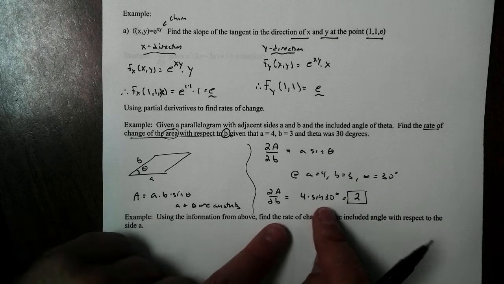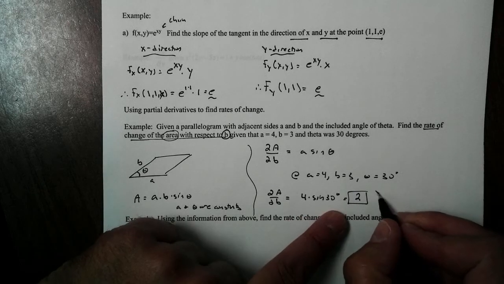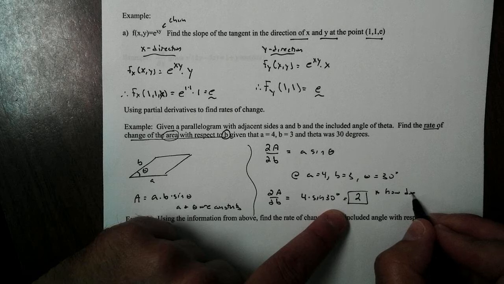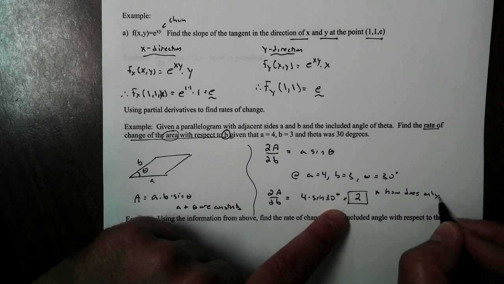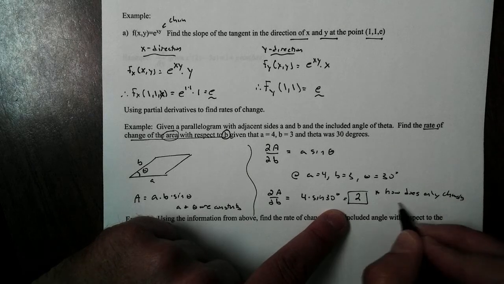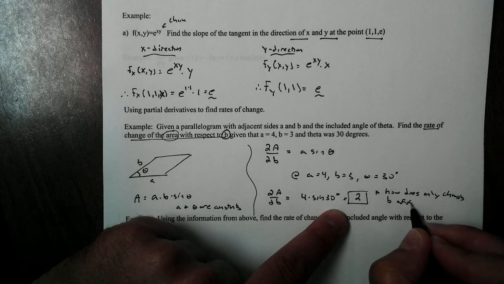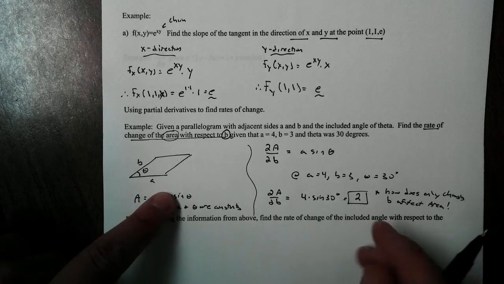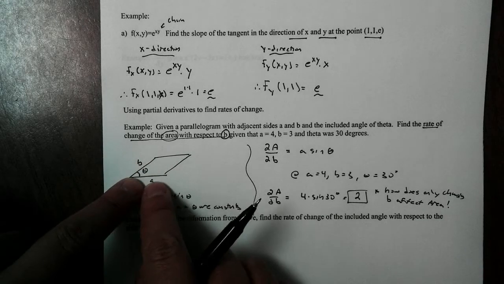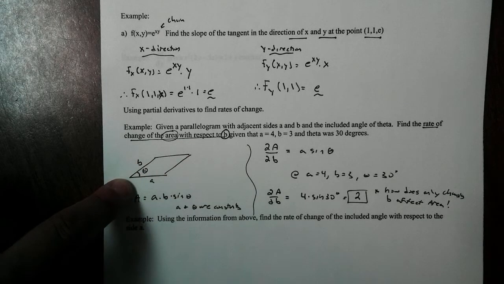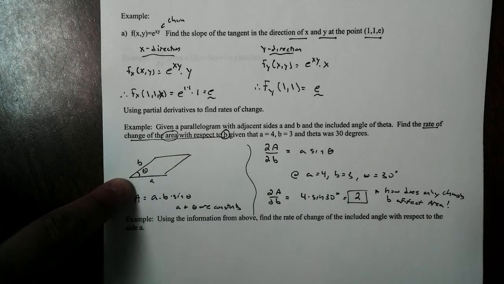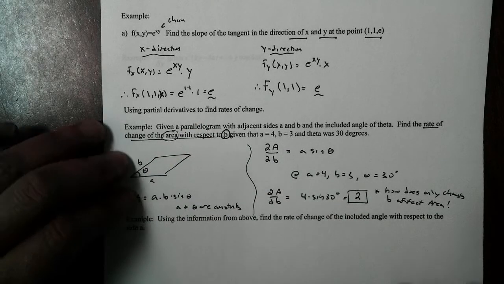So what this is telling me is, how does only changing B affect the area? In other words, we're not worried about changing the angle. We're not worried about changing the side A. We're only worried about changing side B. How does only changing this length right here affect our area?